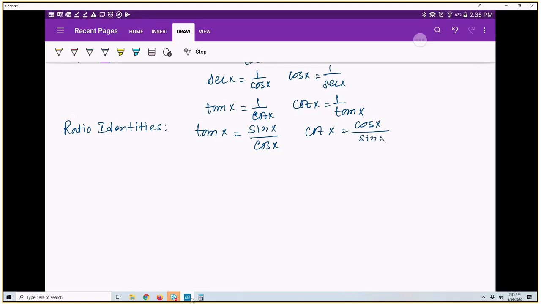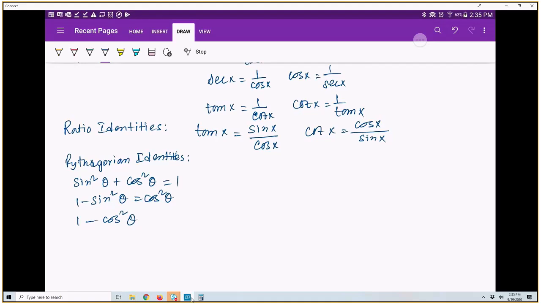The most important identities are called the Pythagorean identities, and I know that there are 9 of them. In fact, there are 3 of them, but we can go ahead and make them look like other identities and count it as 9 of them. So it starts with sine square and cosine square. So sine square theta plus cosine square theta is equal to 1. Then I can rewrite that as 1 minus sine square theta equal to cosine square theta, or 1 minus cosine square theta equal to sine square theta.